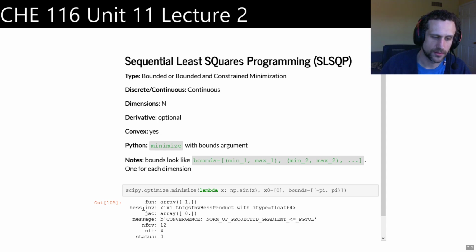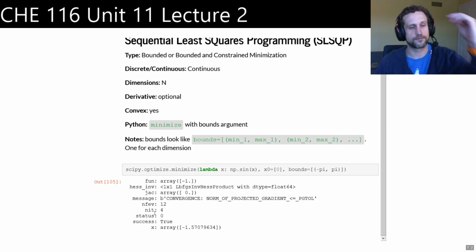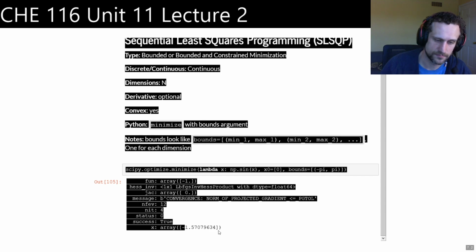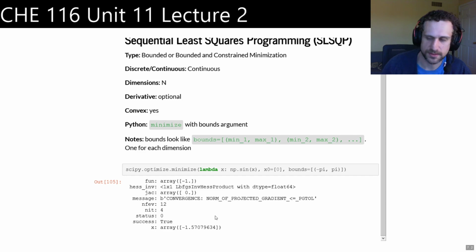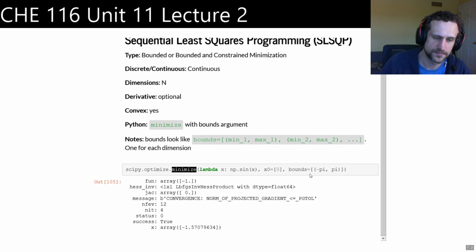Okay, so it turns out that the minimum for sine of x on the interval from minus pi to pi is at minus pi halves, which gives minus 1 for the sine. Notice that all we're doing is calling minimize, and to make it sequential least squares programming, we just pass in bounds. Normally minimize uses BFGS, but if we pass in bounds, it suddenly uses sequential least squares programming. So all you have to do is call minimize like we had done before, and just add a bounds argument.